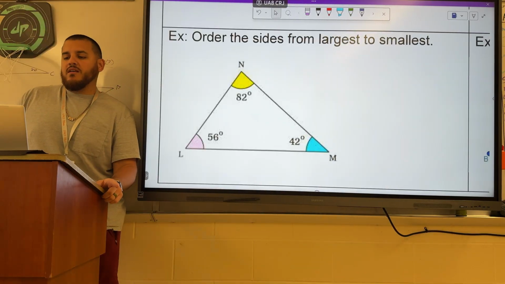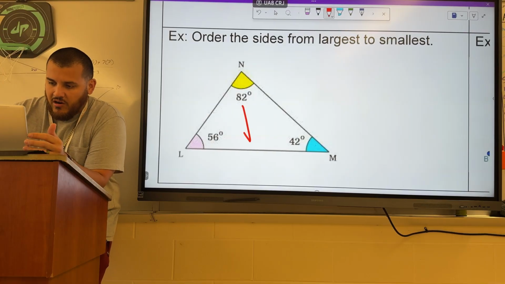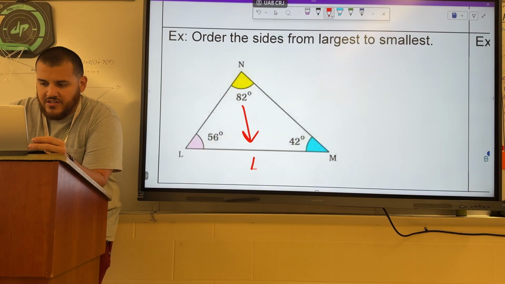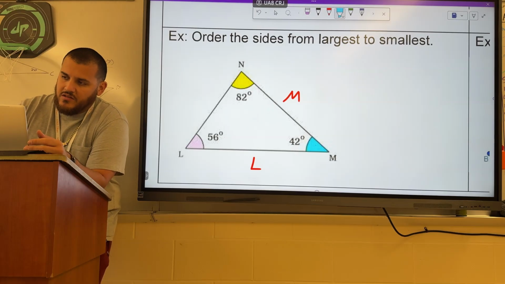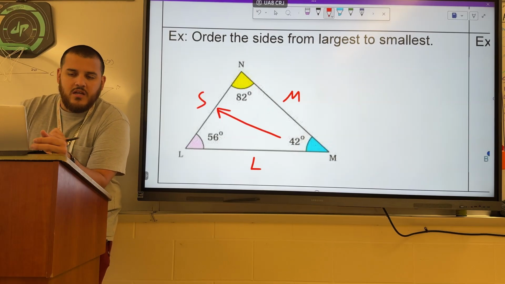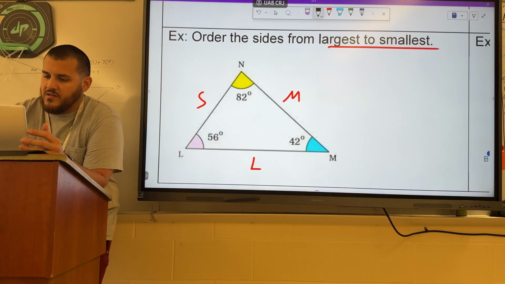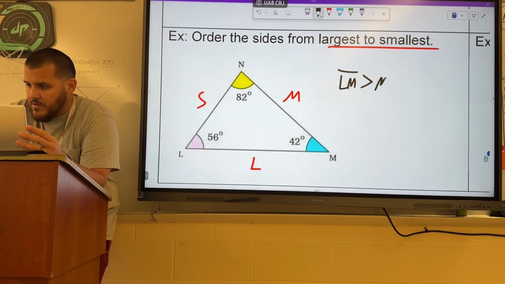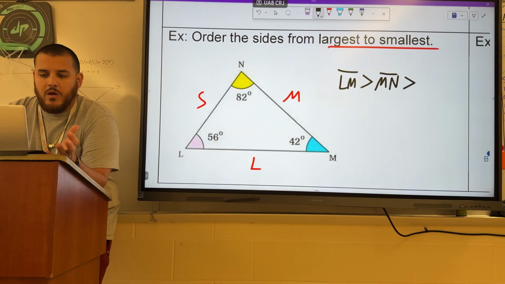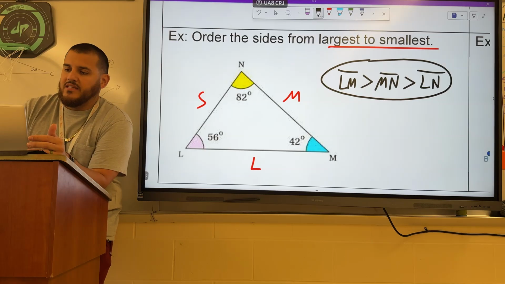We're going largest to smallest in this example when we start by identifying our largest angle, which is angle N. So across from that, 82 degrees would be our largest side. Our next biggest angle is the 56 degrees, so across from that would be our medium side. Our smallest angle is the 42 degrees, across from that would be our smallest side, and we can now write an inequality from largest to smallest. So my largest was LM, therefore that's greater than my next largest, which is MN, which would therefore be greater than my smallest, which is LN. That's our inequality in this example.